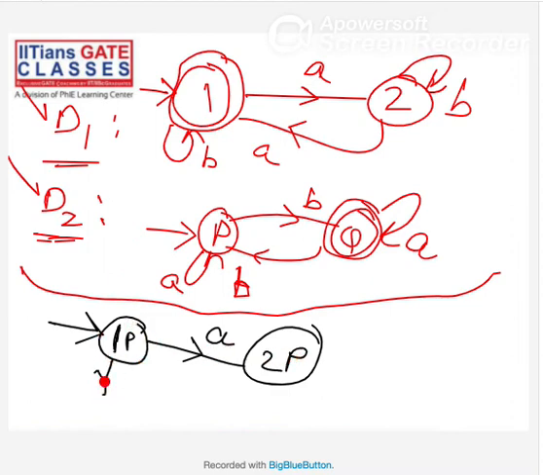Let's see where this 1P will go on B. This 1 will go to 1 on B, you can check it out here. This P will go to Q on B. So basically from 1P you will go to 1Q. So from 1P on symbol B, you will go to 1Q. Okay, so now we have done all the transitions of 1P, because you have only two input symbols, and from each state on every input symbol you need to define the transition. So this 1P is completed.